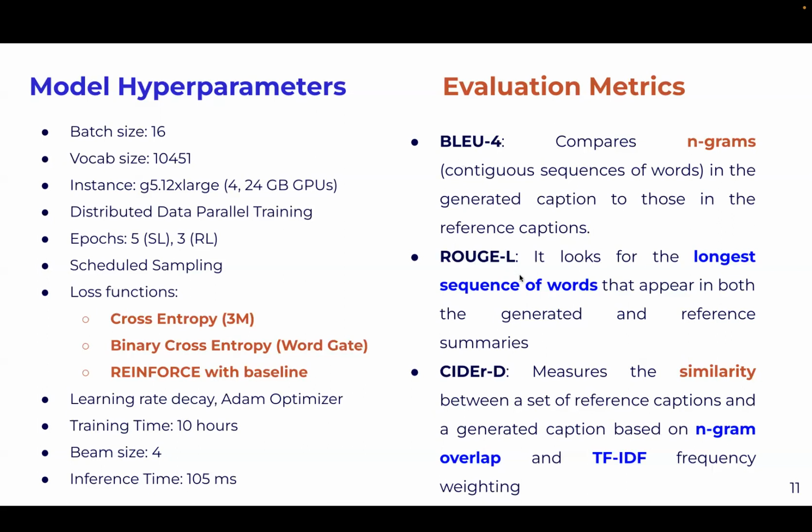So these are n-gram based formulas which try to tell how close the generated caption is with respect to the reference caption. And the CIDEr score is much better than these n-gram based techniques because it relies on TF-IDF frequency as well as cosine similarity along with the n-gram based overlap.